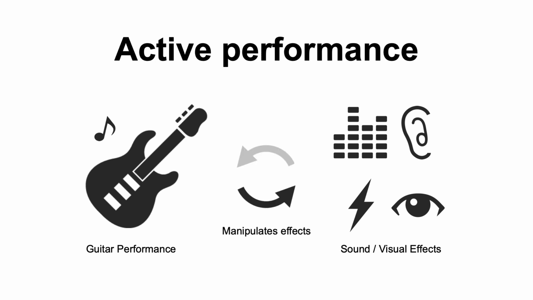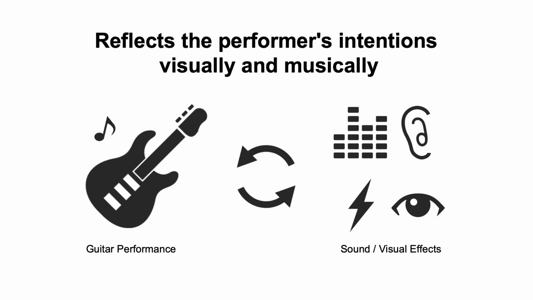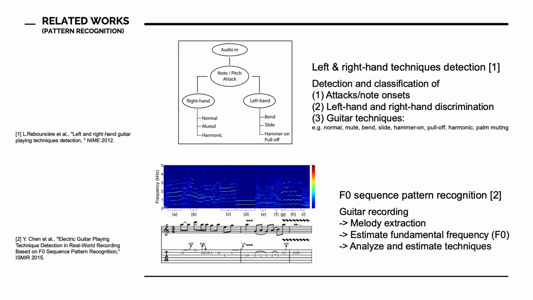On the other hand, active performance refers to a state in which the player actively manipulates the effects through the interface when the player is not playing the guitar. Our goal is to create an interface that immediately reflects the performer's intentions visually and musically without turning away from the guitar playing motion. There have been many studies in pattern recognition on the guitar.